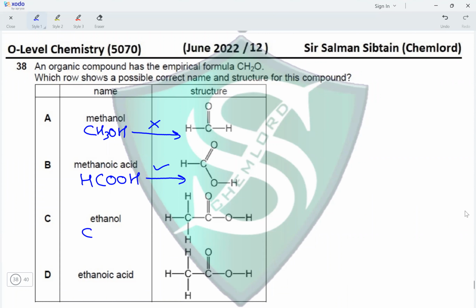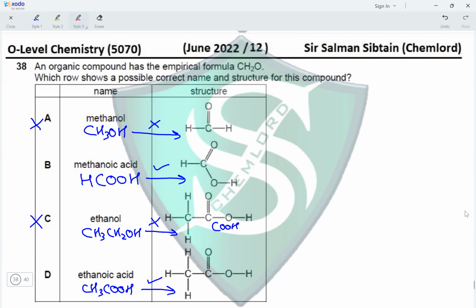3. Ethanol. Ethanol is CH3CH2OH, and this here has CH3, but it has COOH here. So the structure is not the alcohol. D. Ethanoic acid. Ethanoic acid is CH3COOH, and the formula here is CH3COOH. This is correct. So options A and C have been eliminated. Now we check options B and D.